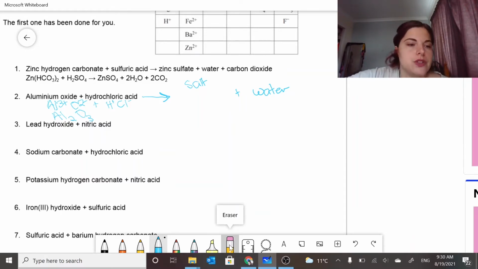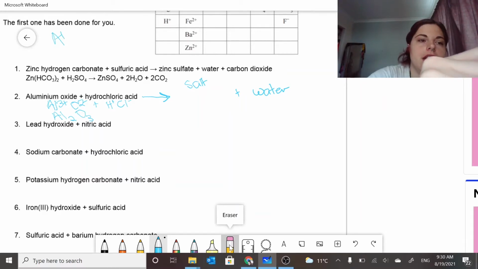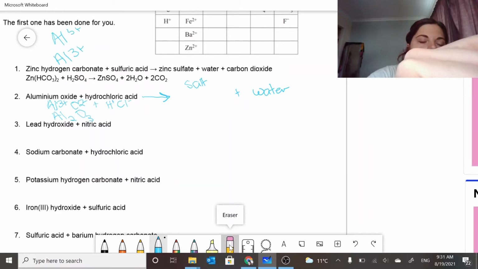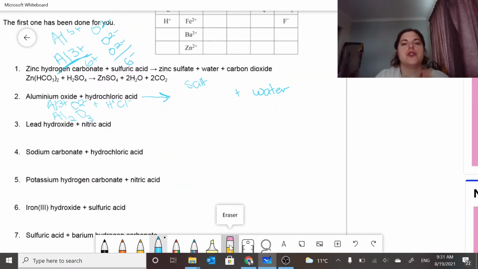Now, if you were to look at that in the way that I did previously, it would be Al3 plus, Al3 plus, O2 minus, O2 minus, O2 minus. That is a total charge of 6 minus. Then on the positive side, we have a total charge of 6 plus. So that means in our metal oxide, for every 2 aluminum ions, we're going to have 3 oxide ions.